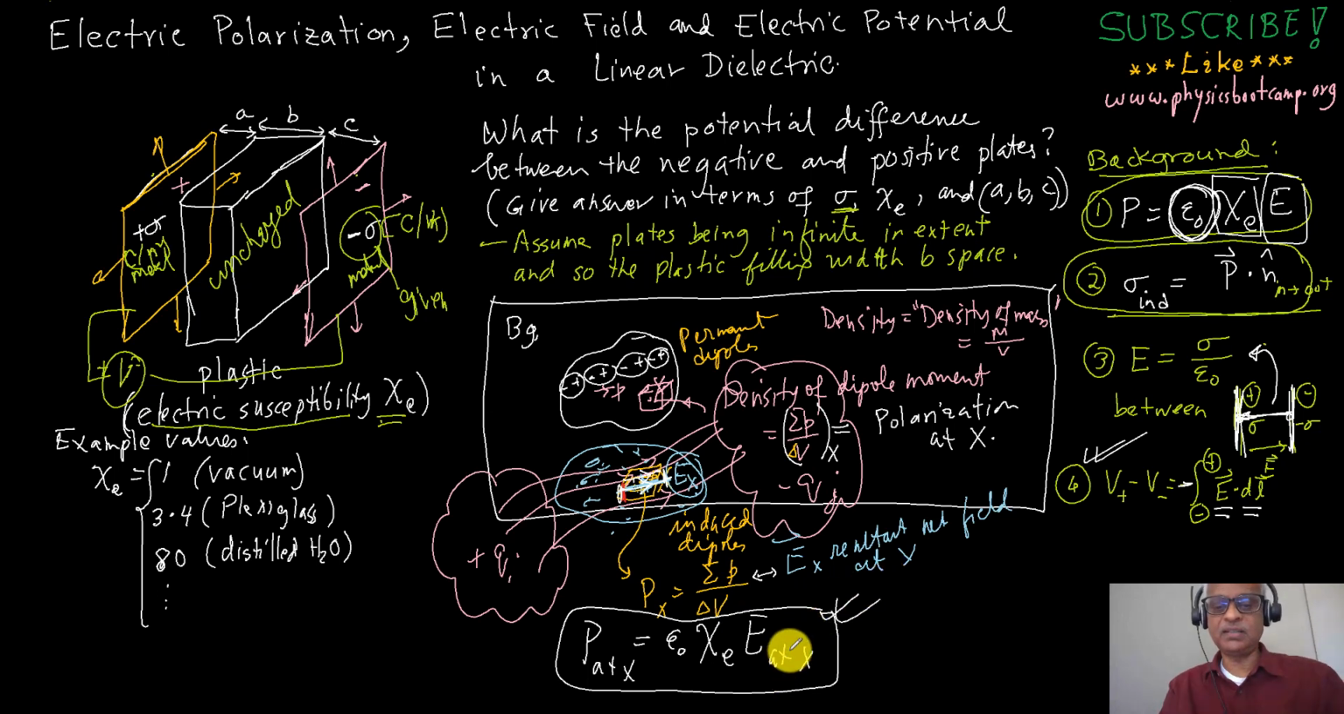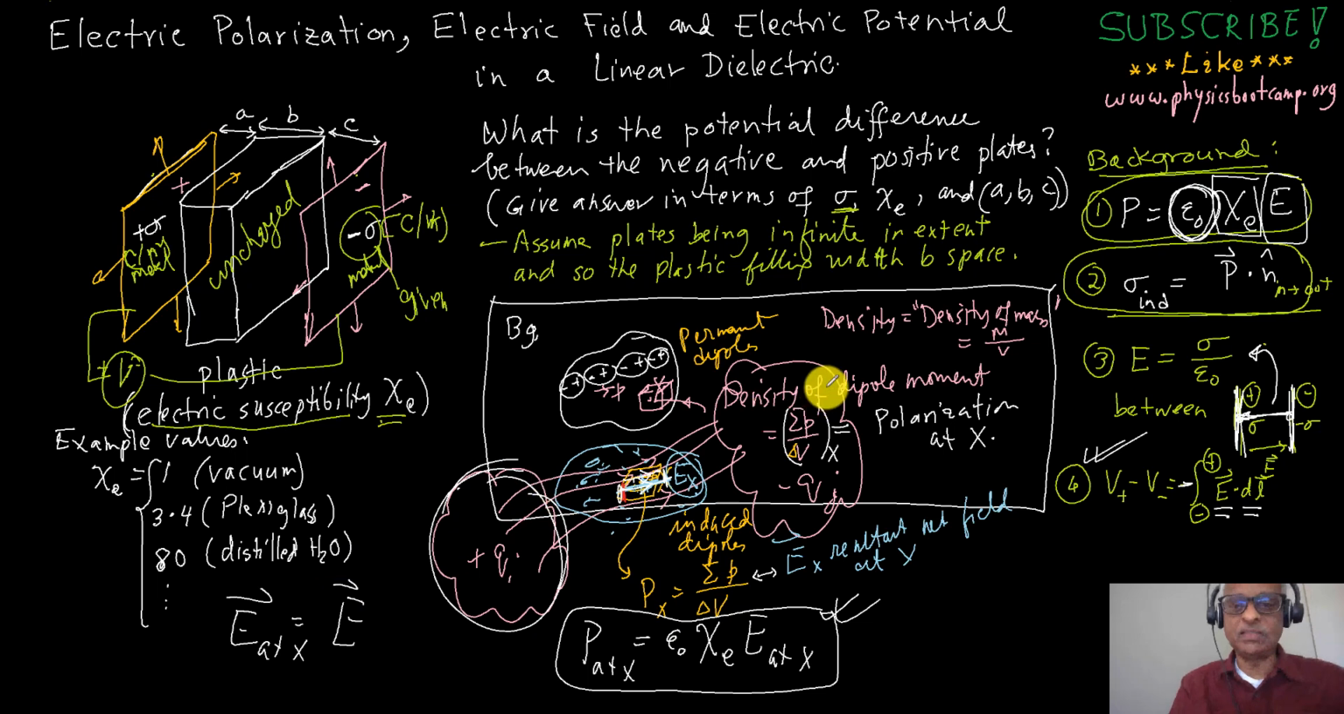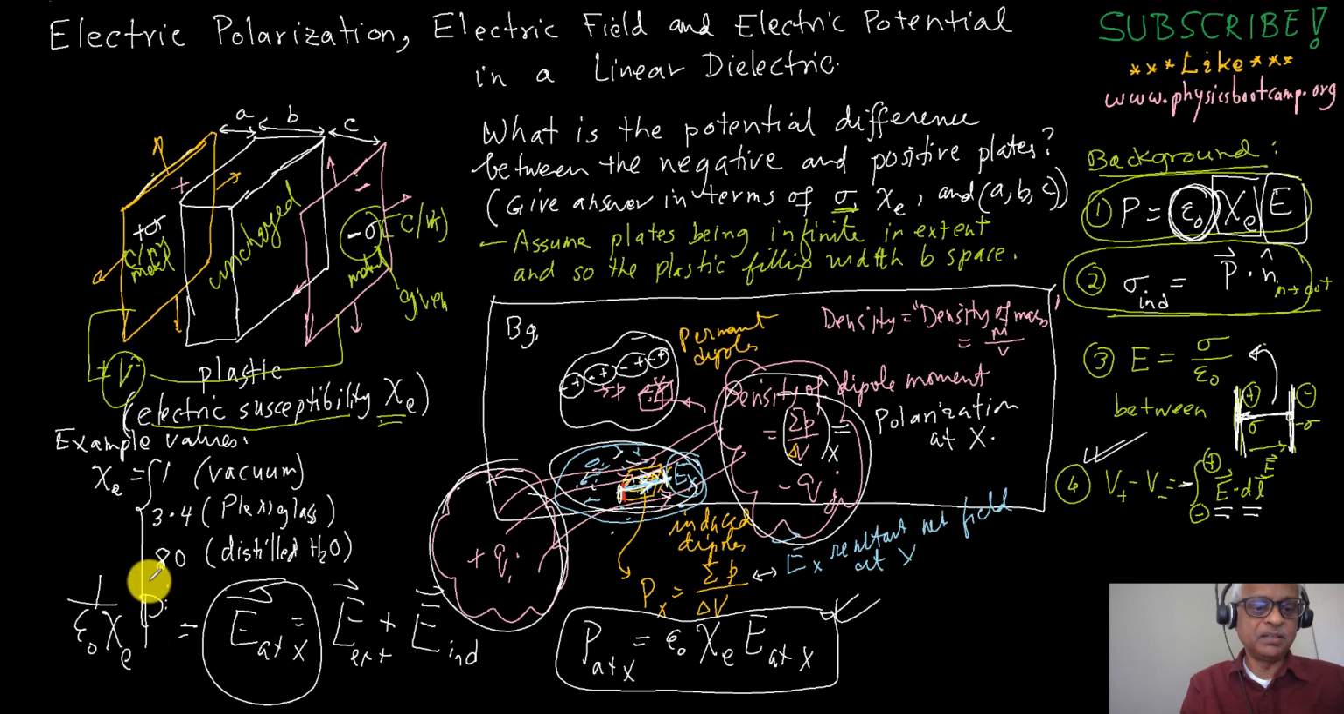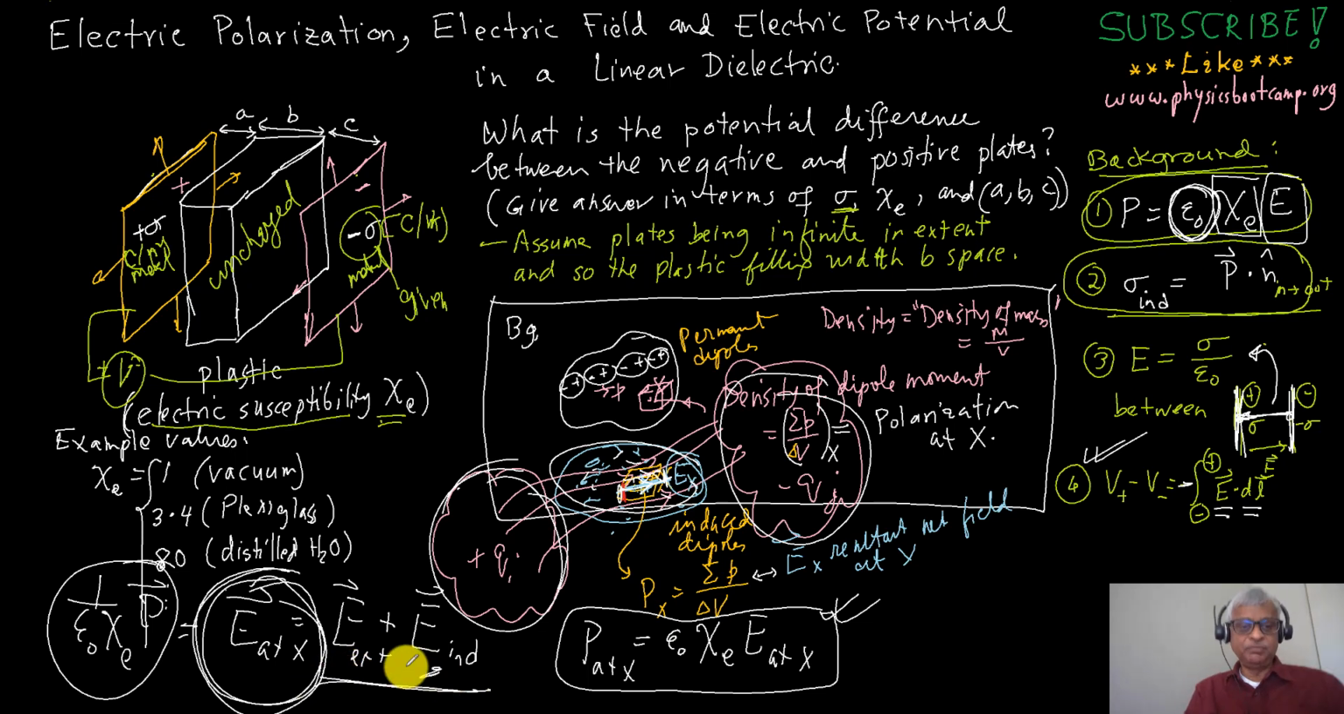The net electric field at x equals E from the external sources plus E from all the charges that got induced, the electric field from the induced charges. And it is the net field that is proportional to the polarization, epsilon naught chi E. This is a very big confusion: people think the induced field is proportional. No, it is the net field that is proportional, and we're going to use this in solving this problem.